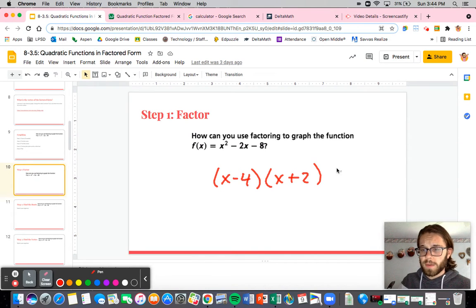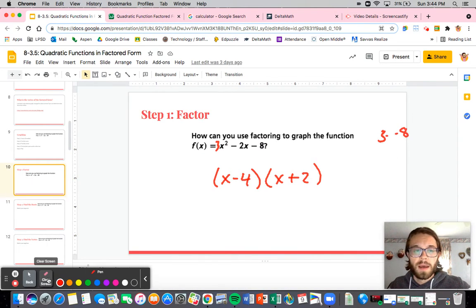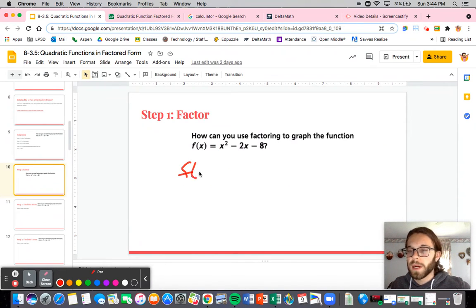Don't forget, you have to do a times c. So if you had a 3 in front here, you would have to do 3 times negative 8 and then find factors of that. Luckily, in this case, we do not have that, so we're not going to worry about it. We'll deal with it on a later day.